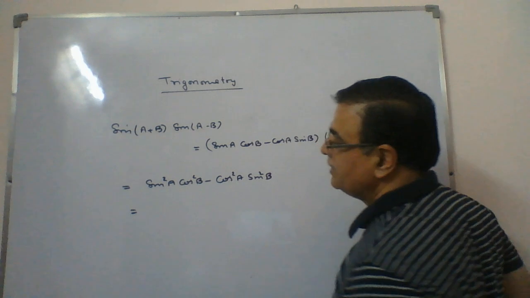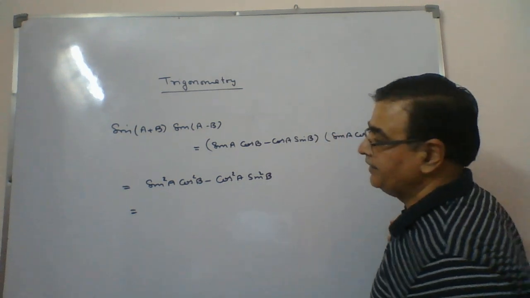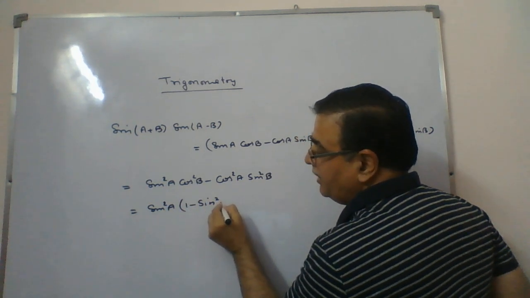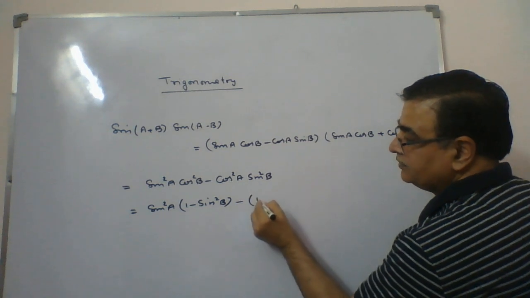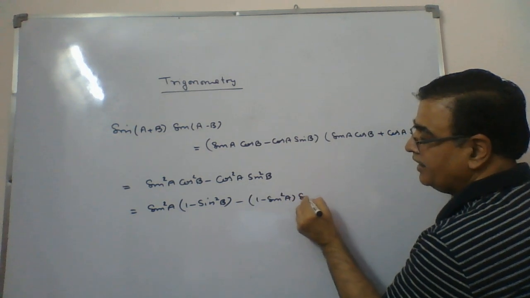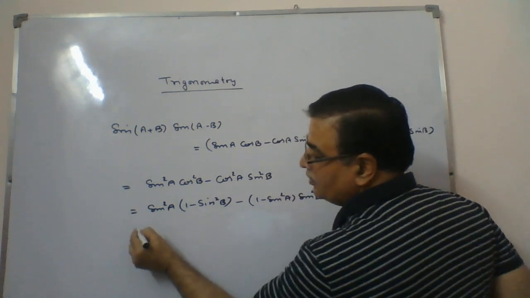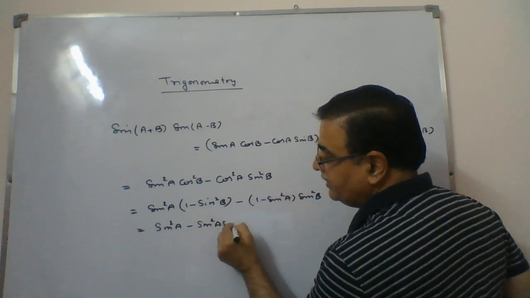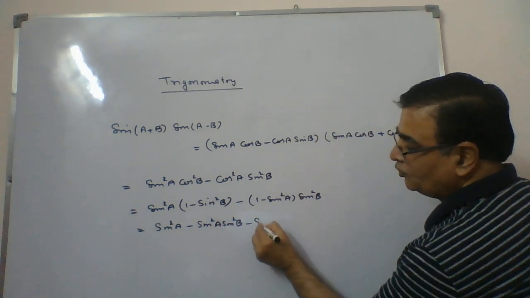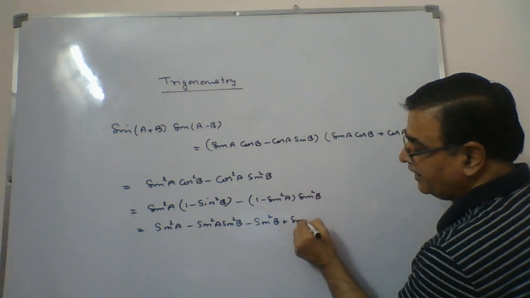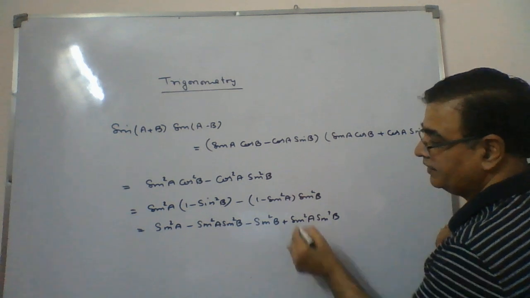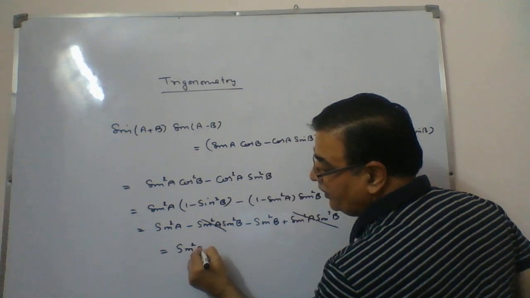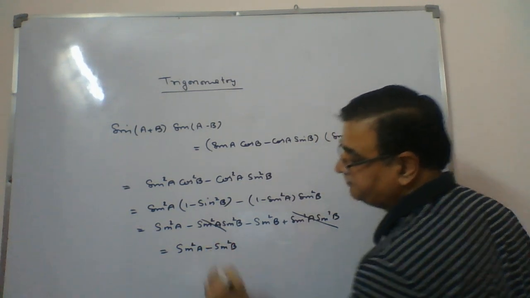Now when you solve it, first we try to convert it completely into sine. I write this as sine square A into (1 minus sine square B), then minus (1 minus sine square A) and then sine square B. When you solve it, it will come out to be sine square A minus sine square A sine square B, then minus sine square B plus sine square A sine square B. This part gets cancelled out. Your result comes out to be sine square A minus sine square B.